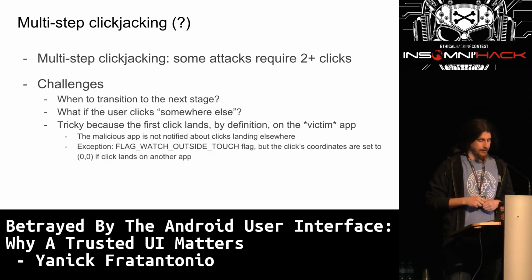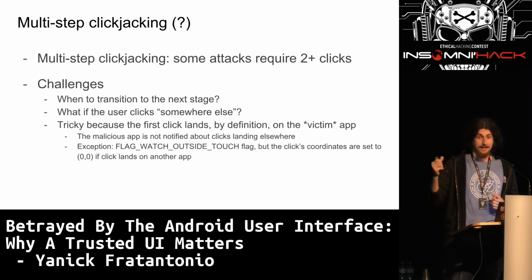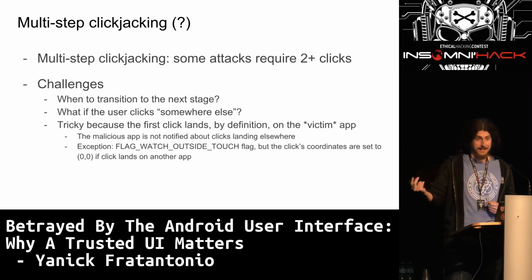And it turns out there is one flag with which you can create these overlays called FLAG_WATCH_OUTSIDE_TOUCH. So at that point I was like, okay, I found a way. If you create the overlay with this flag, basically you get notified even for clicks that do not reach your application. However, the coordinates are always set to 0, 0. Again, it's a protection mechanism so that you cannot track the user when he clicks outside. So again, you're stuck with, okay, I know the user clicked, but I don't know where he clicked.